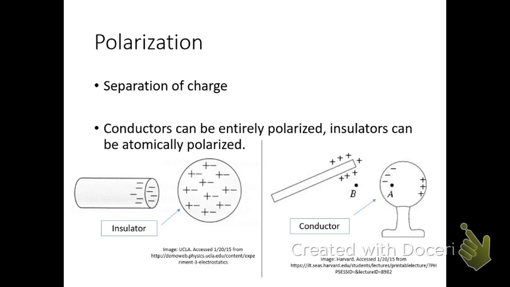And that's really the main difference. It's just if electrons freely flow. Within polarization, insulators can become atomically polarized. Their little atoms can realign themselves, but the electrons are not free to move throughout the object itself. Whereas conductors, that is the case. Electrons can totally travel all around the conductor if they want to.